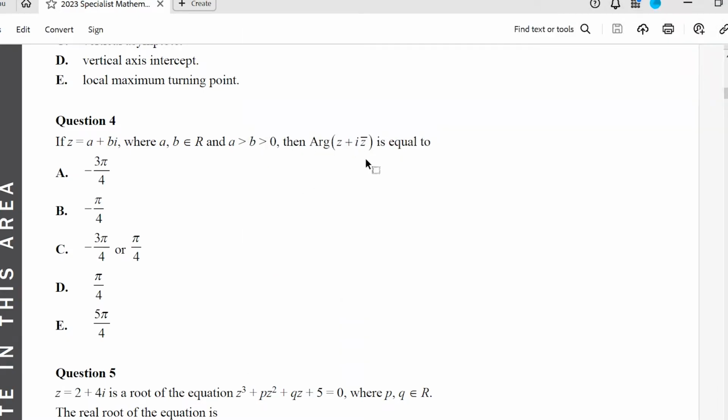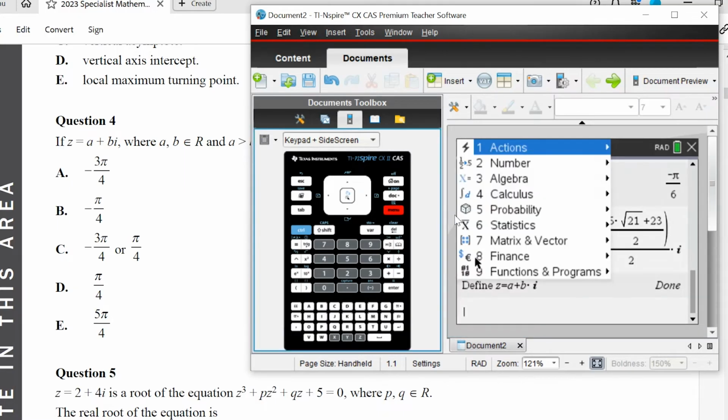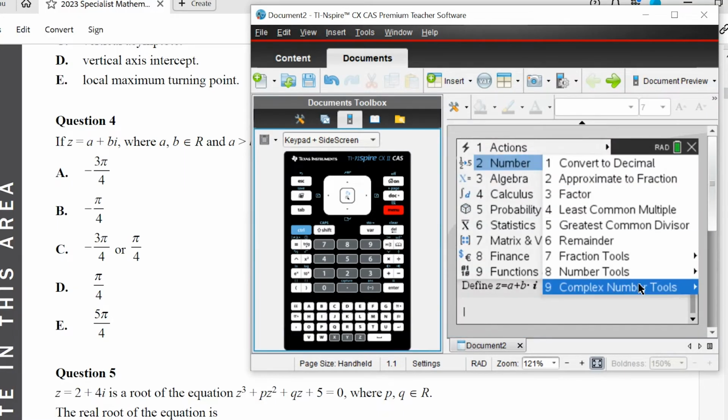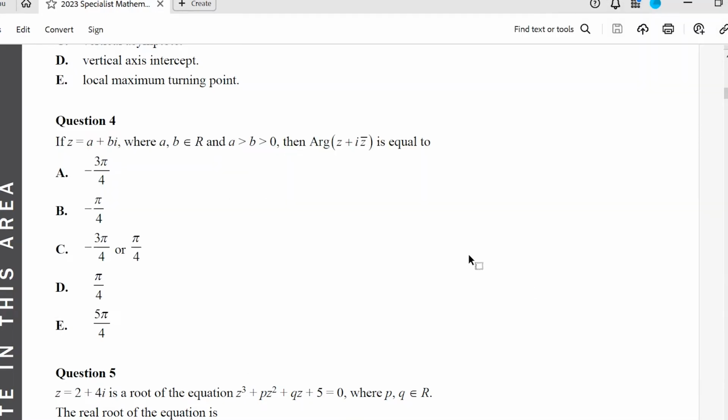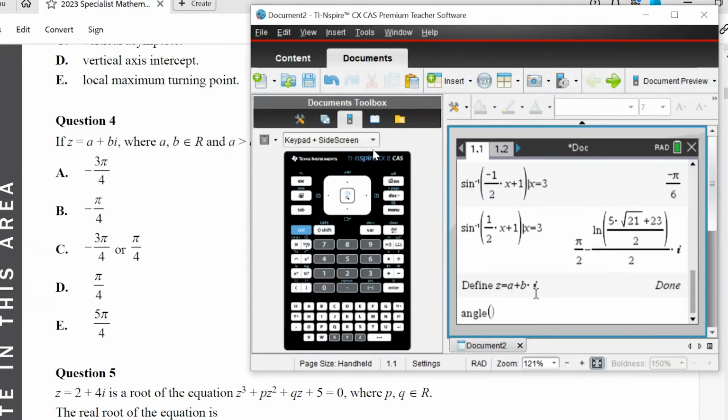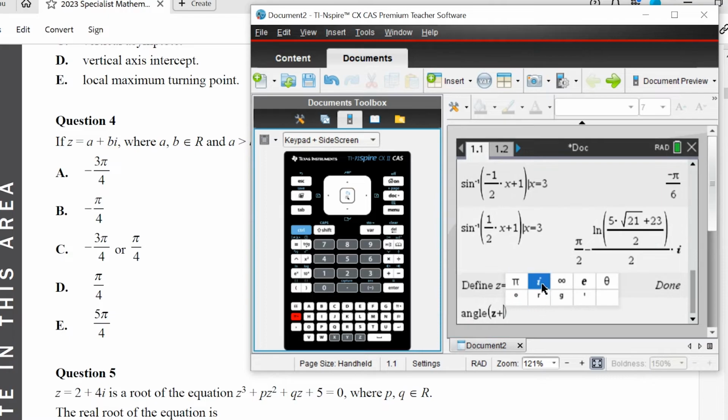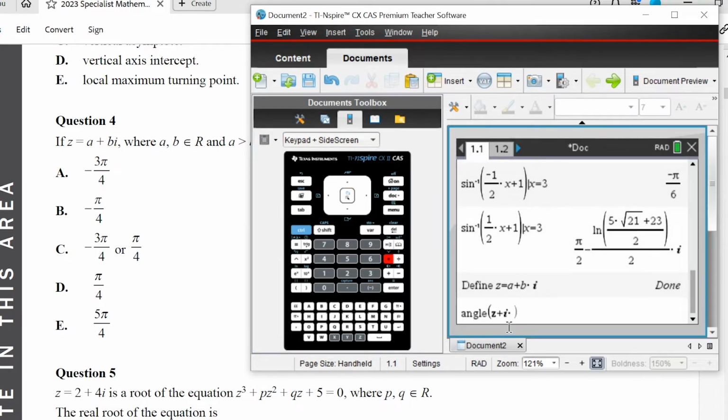Arg, we do have an angle function, so it's under number tools, complex number tools, polar angle. And we want z plus i times z conjugate. So z, see, it comes up bold because we've defined it. i, again, we need to use this i. And z conjugate, conjugate again is under that menu, but I can just type CONJ.